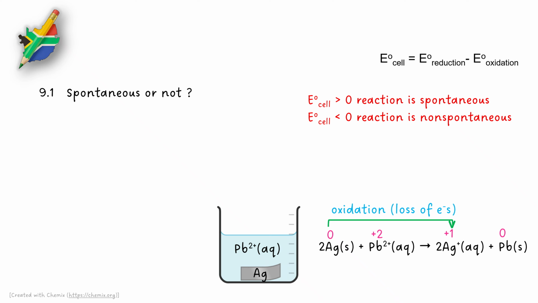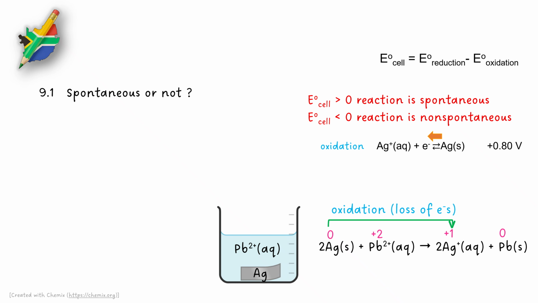Silver's oxidation state is changing from 0 to plus 1. Silver is losing electrons and so it is oxidized. We can find this oxidation half reaction on the table of electrode potentials. Now this equation written from left to right is a reduction, but remember we are looking at the reverse half reaction, which is an oxidation.